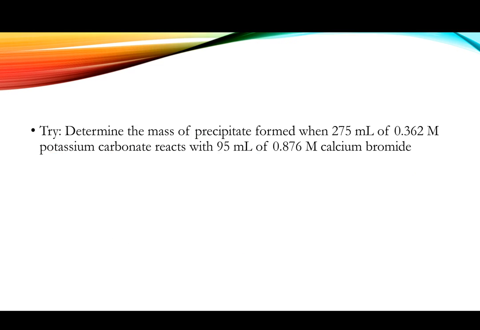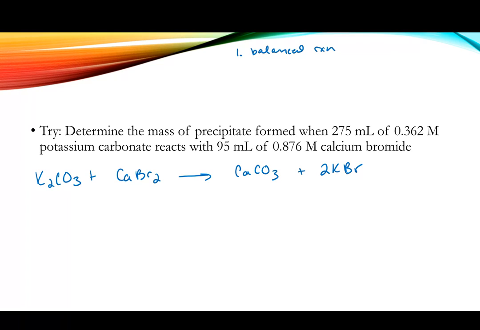Another example, we're going to use the same 4 steps. So step 1, we're going to write a balanced reaction. So we have potassium carbonate reacting with calcium bromide. That is going to form calcium carbonate and potassium bromide. Balancing, I would need a 2 there. Based on solubility rules, potassium carbonate's aqueous, calcium bromide's aqueous, calcium carbonate solid, potassium bromide's aqueous.